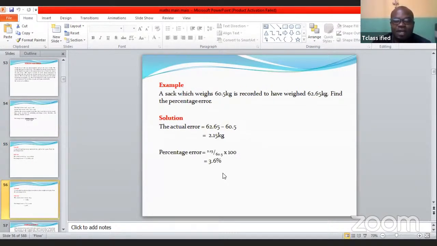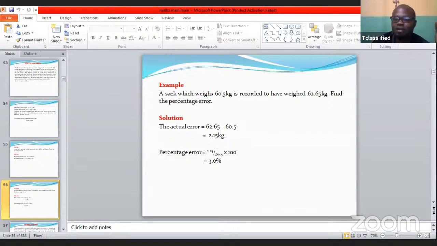Having ascertained, now we know how to do this calculation. A sack which weighs 60.5 kg is recorded to weigh 62.65. See, there is a plus in this one. Instead of 60, it's measuring 62. But still, when you want to do the calculation, you must say the bigger one, which is 62.65 minus 60.5. So find the percentage error. So actual error is equal to 62.65 minus 60.5, which is 2.15.